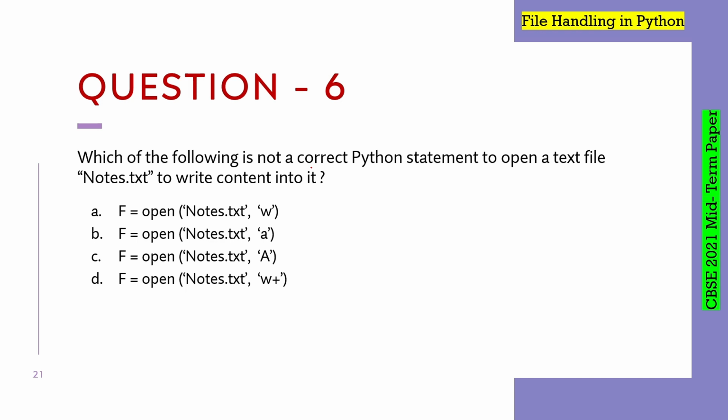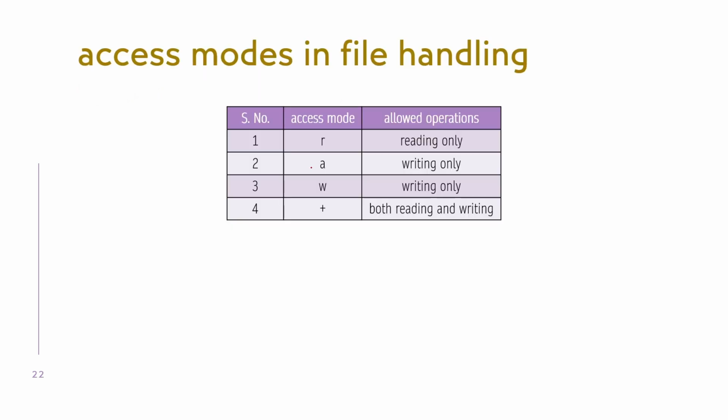Now, in order to answer this one, first of all, we need to be aware of the access modes in file handling. So I'll go quickly over the access modes. We have three major modes: R, A and W. R is for reading, A is for appending the data, W is for writing. Okay, so read जो read mode है that allows only reading, and A and W both allow writing operations. Then we have plus, which can be used in conjunction with R, A and W. Plus mode लगाने से क्या होता है? It will allow you both the operations, reading as well as writing.